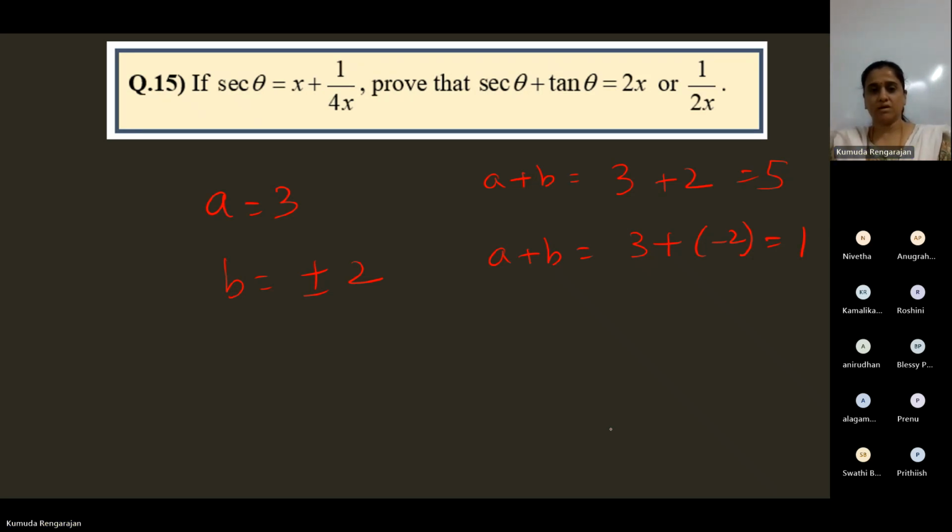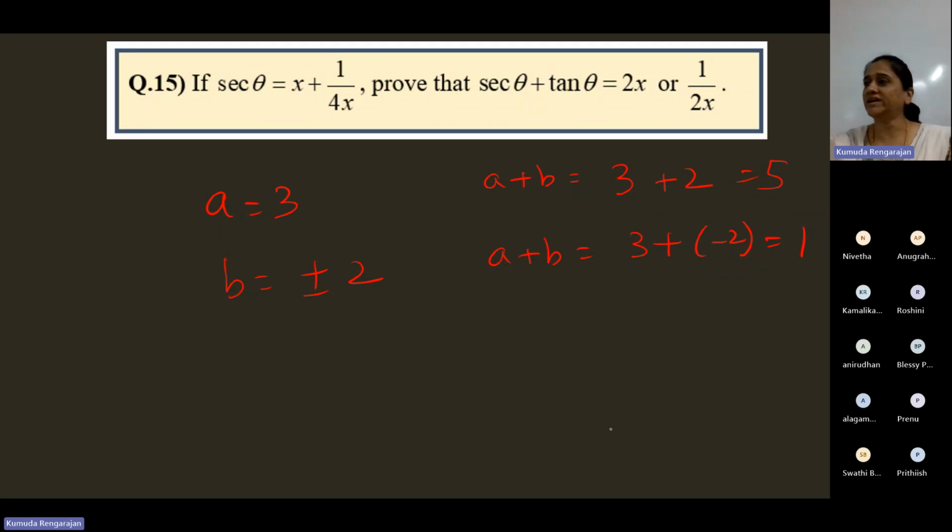So, like A is 3, but you should show that A plus B can take two different values. That means B should have two values, right? Only then, if A has only one value and B also has one value, then A plus B will have only one value. Okay, so all this you can interpret. When you read the question, you can just gather all this.